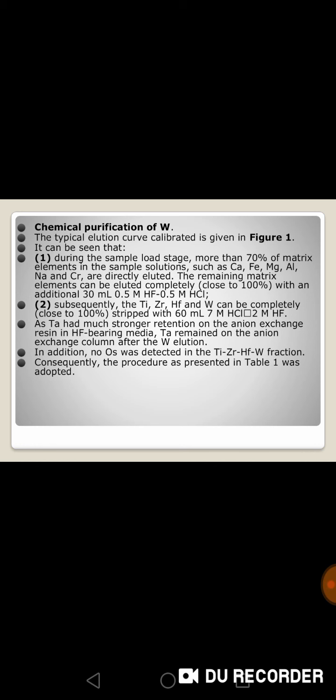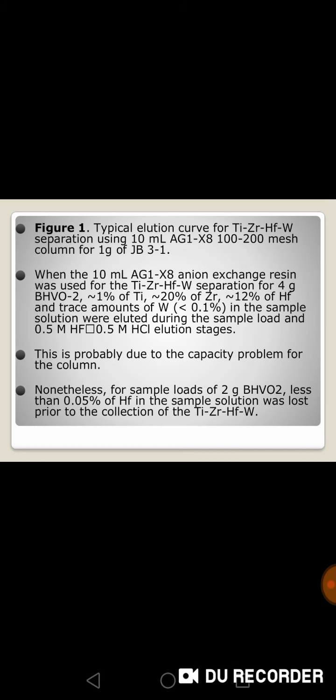So after their addition, subsequently, the titanium, zirconium, hafnium, and tungsten can be completely stripped with 60 ml of 7 molar HCl and 2 molar HF solution, and we have discussed it in the previous slides as well. And after that, if we move on to the next slide, that is about figure 1.